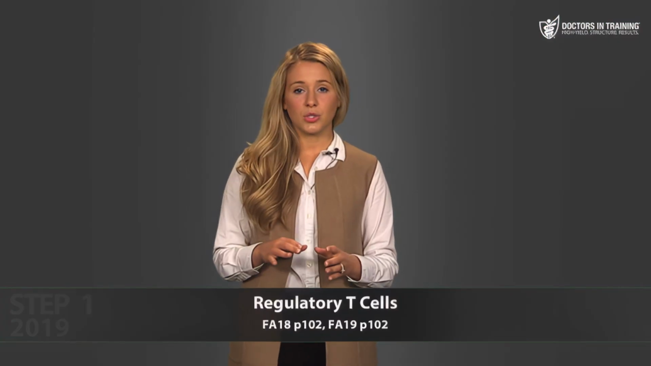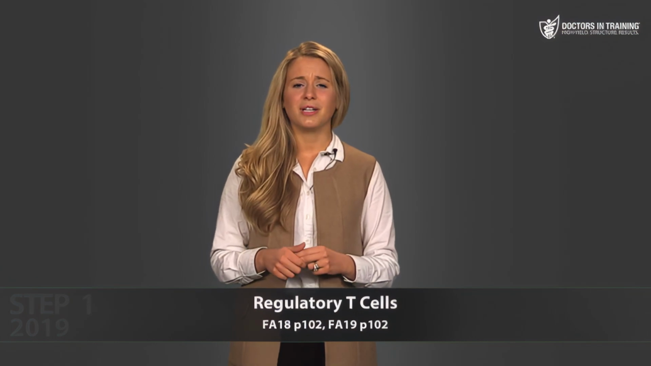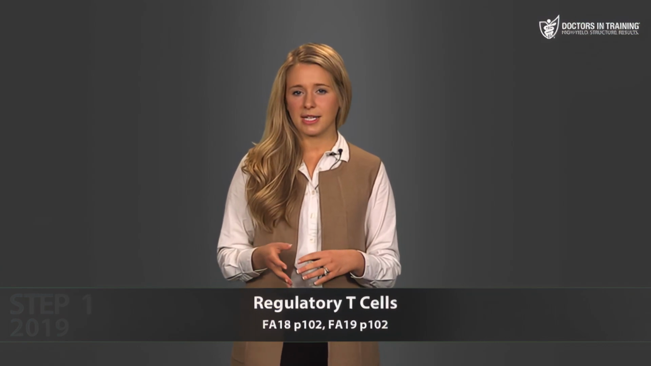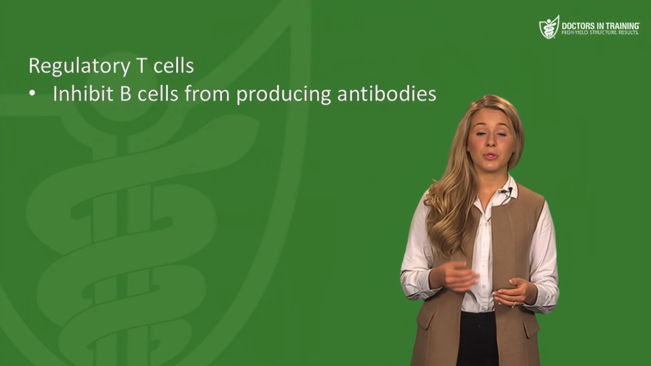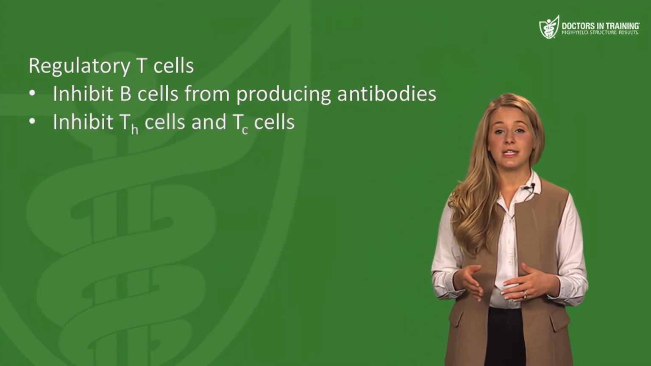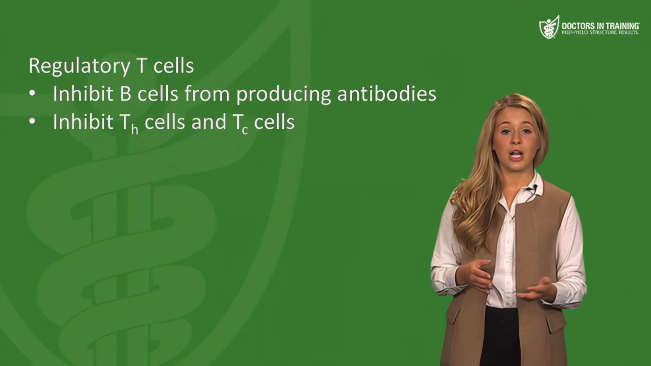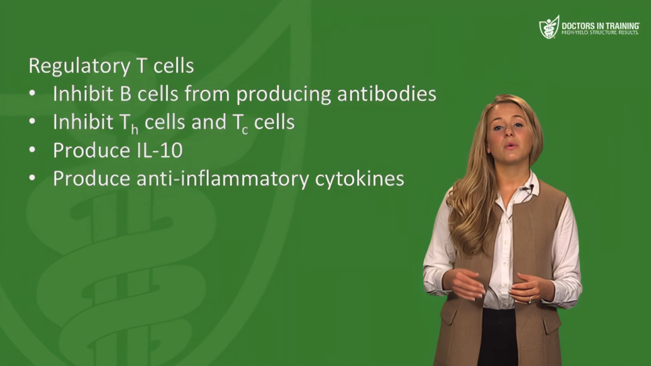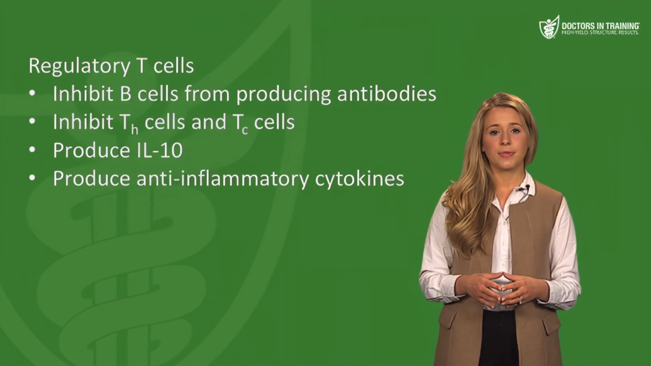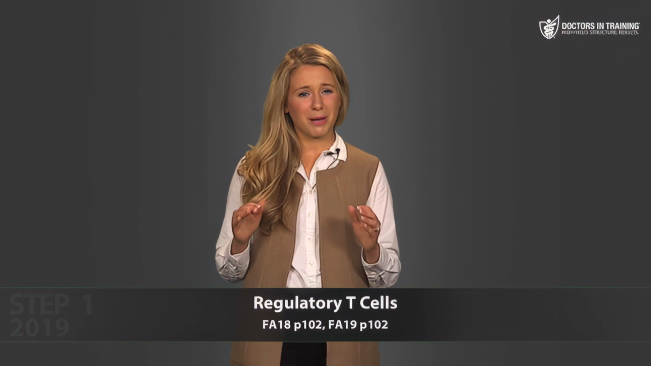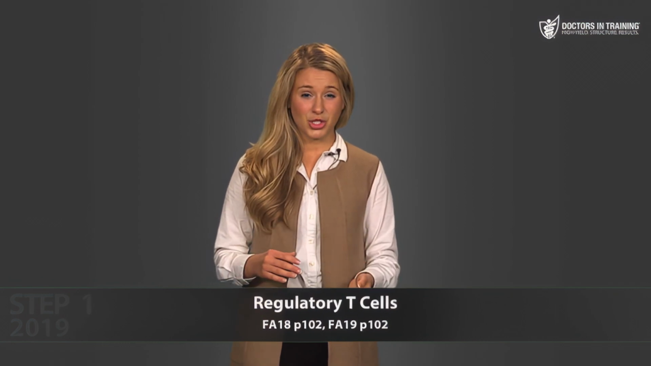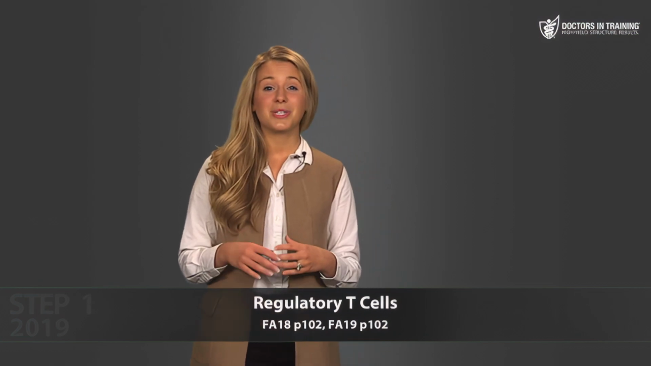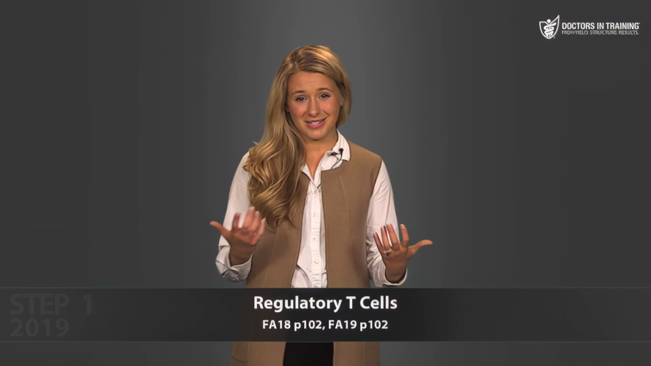And then, regulatory T cells are really poorly understood. Regulatory T cells are basically responsible for regulating the immune system by suppressing it. They inhibit B cells from producing antibodies. They inhibit helper T cells and cytotoxic T cells from doing their jobs. They produce IL-10, which is that inhibitory cytokine, and they release anti-inflammatory cytokines. If your regulatory T cells don't work properly and your immune system isn't suppressed when it should be, you're going to develop autoimmunity and atopic diseases, where the immune system overreacts to a benign, harmless antigen.